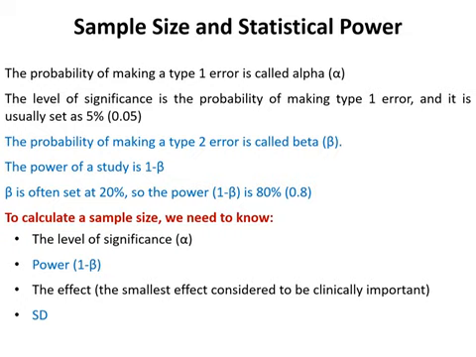And finally, standard deviation. This is usually obtained from other studies or from a pilot study that you can do. As the standard deviation increases, this means the variation of the sample is increased, and in this case the sample size needs to be increased too. But if the standard deviation is small, the sample size will become smaller.